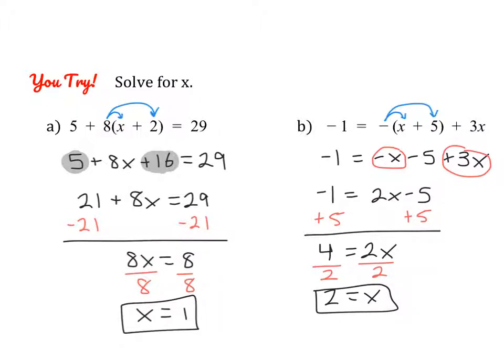For part B, we're going to distribute negative 1 to x and 5. Negative 1 times x is negative x. Negative 1 times 5 is negative 5. Then we're going to combine negative 1x and positive 3x into 2x. And from here, we're just going to use the inverse operations until we get our final answer, which is 2 equals x.